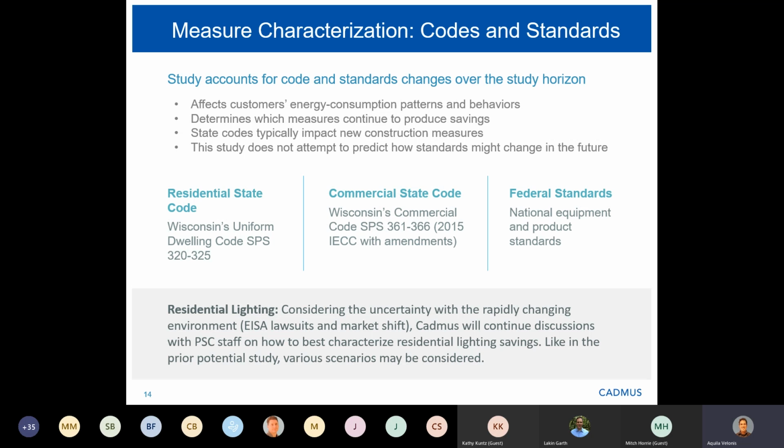I want to pause here to see if anyone has any comments or feedback that could help inform how to best characterize lighting potential for this study. If not, there are always opportunities to follow up later.